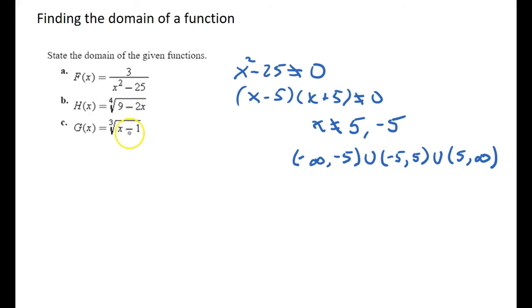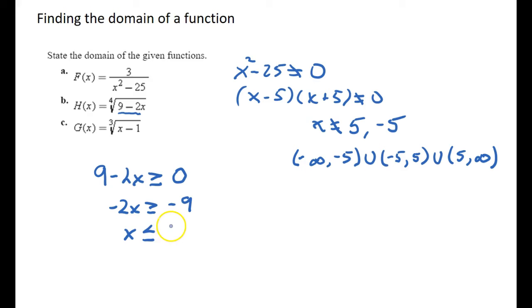Okay, how about a radical function? Well, if I'm taking an even root, I cannot let the radicand be negative. So 9 minus 2x must be greater than or equal to 0. That means negative 2x is greater than or equal to negative 9. And I'm going to divide by a negative, so I'm going to switch the inequality, and x is less than or equal to positive 9/2. In interval notation, that is negative infinity to 9/2 with a square bracket because it can equal 9/2. So that's our domain for h of x.